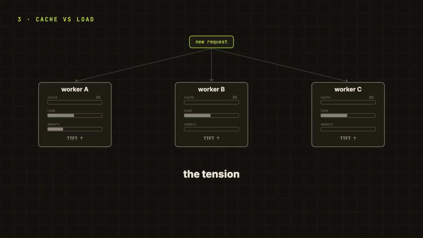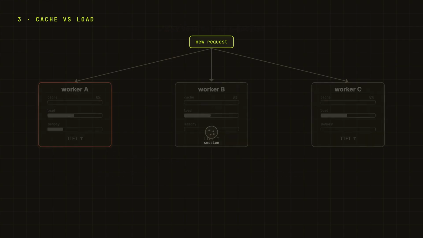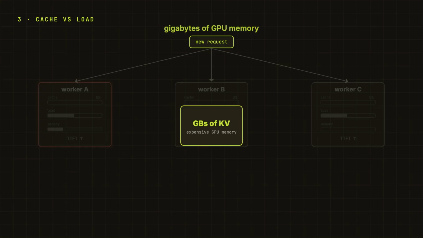So here is the tension, and it is really the heart of the whole video. The best cache decision and the best load decision are usually not the same worker. Route by cache only, you overload one worker. Route by load only, you burn money redoing work. And if this feels familiar, it's the old sticky session problem from load balancing. Send the returning user back to the server that remembers them, except now the thing being remembered is GBs of expensive GPU memory. So sticky got very costly to get wrong.